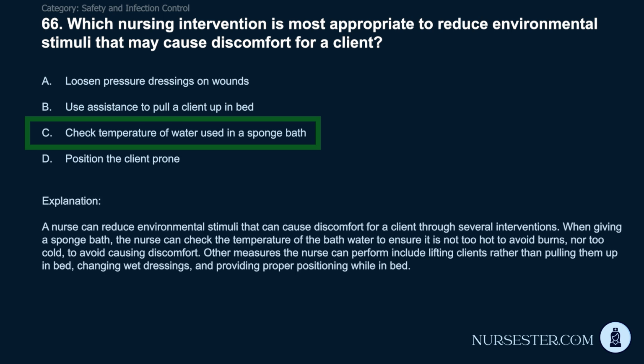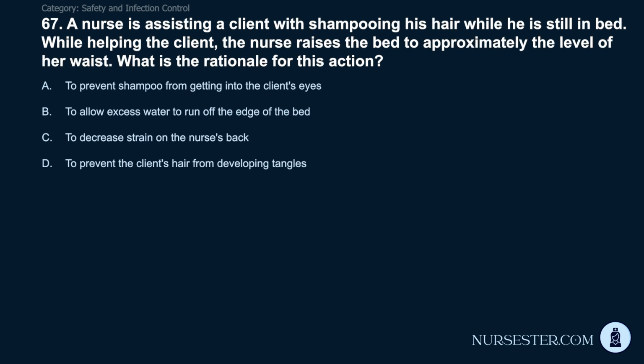A nurse can reduce environmental stimuli that can cause discomfort for a client through several interventions. When giving a sponge bath, the nurse can check the temperature of the bath water to ensure it is not too hot, to avoid burns, nor too cold, to avoid causing discomfort. Other measures the nurse can perform include lifting clients rather than pulling them up in bed, changing wet dressings, and providing proper positioning while in bed.